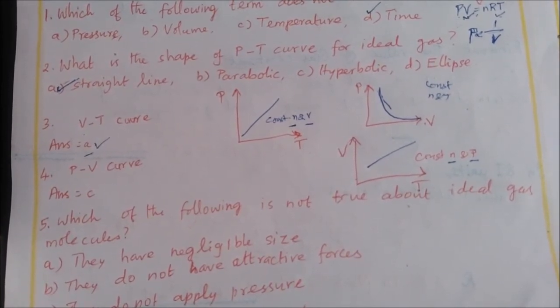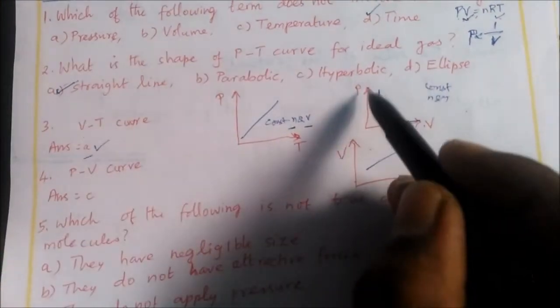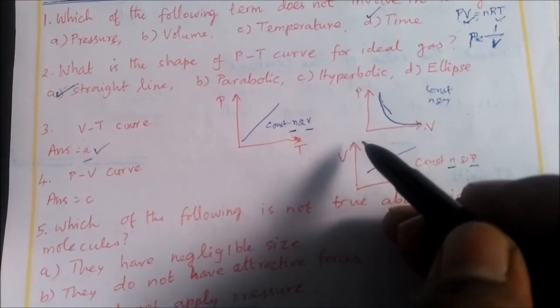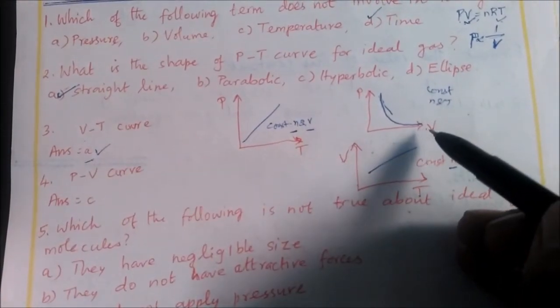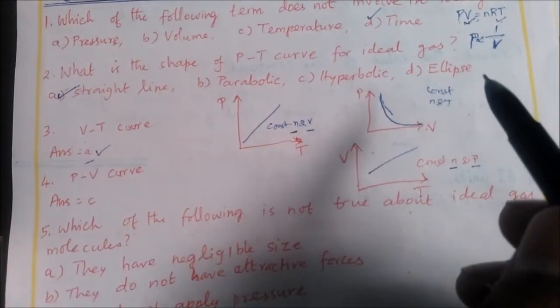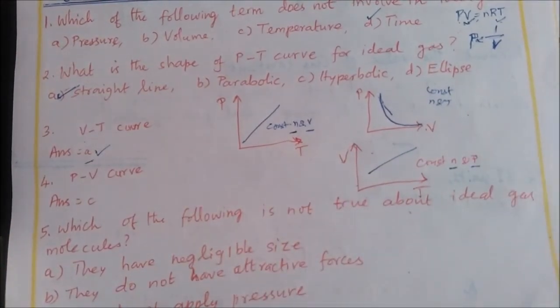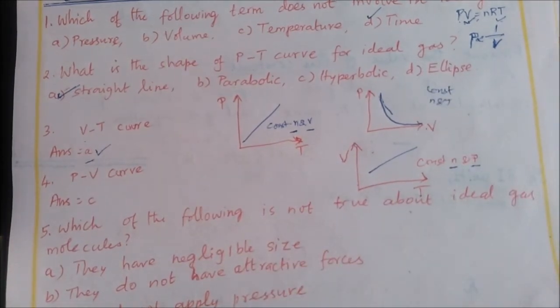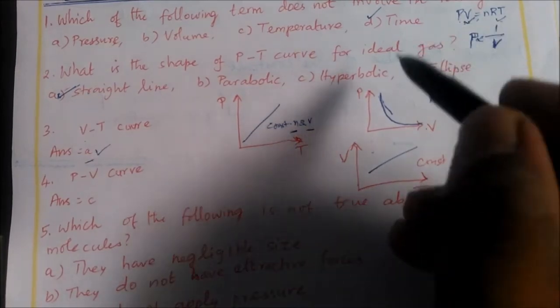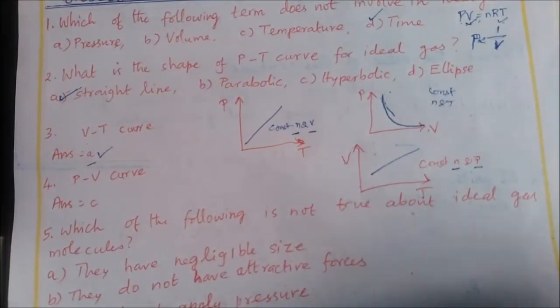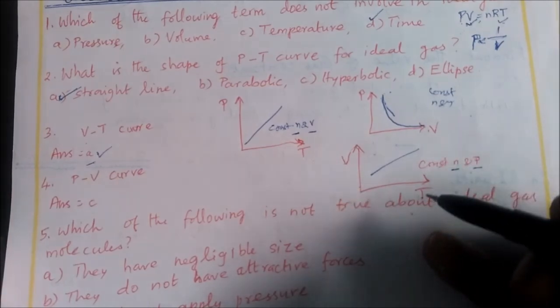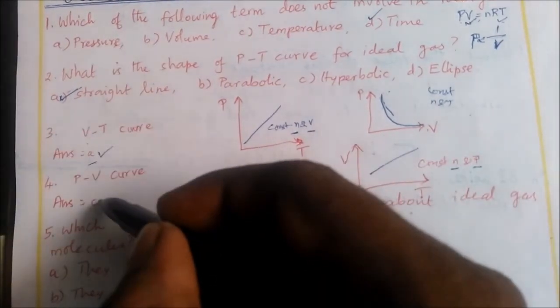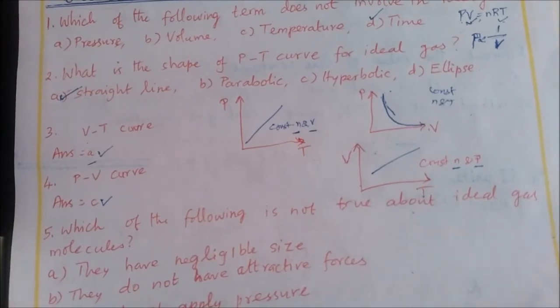When we have this kind of inverse relation, and we plot the pressure on the vertical axis and the volume on the horizontal axis, what will be the graph? The graph will be a hyperbolic graph. So this is the hyperbolic graph. So the answer is C, hyperbolic.